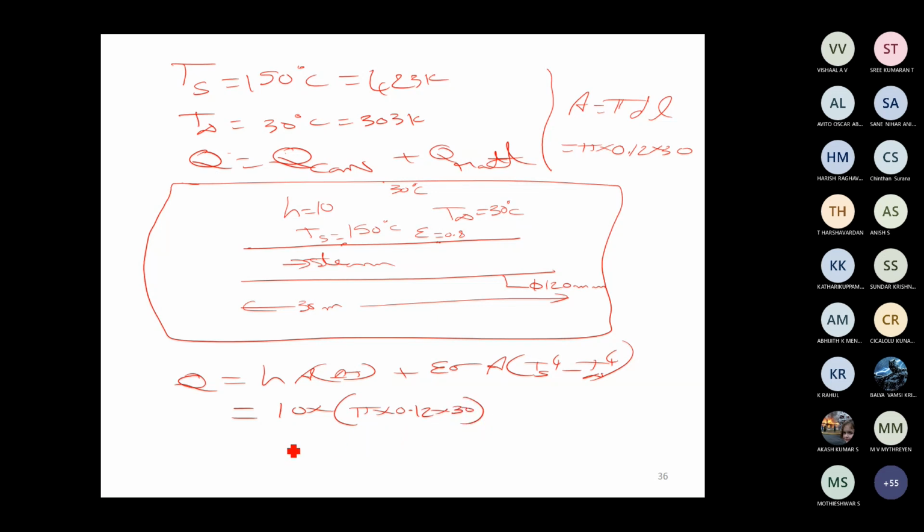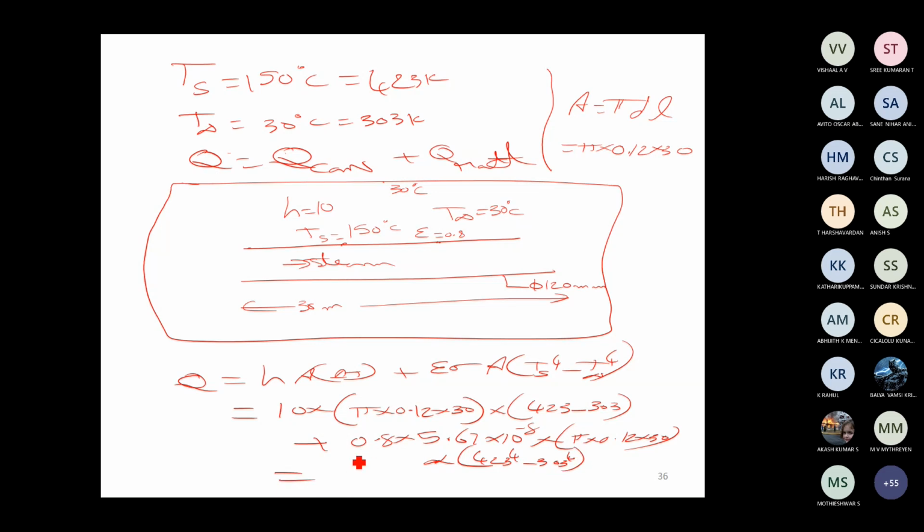This is the heat convected. Plus heat radiated will be epsilon 0.8 multiplied by sigma, the Stefan-Boltzmann constant, 5.67 multiplied by 10 to the power minus 8, multiplied by the area, which is the same area as for convection, pi multiplied by 0.12 multiplied by 30, multiplied by Ts, oh sorry, here I didn't multiply the surface area with the temperature difference. So this is 423 minus 303. This is for convection. And for radiation, it is 423 to the power 4 minus 303 to the power 4.